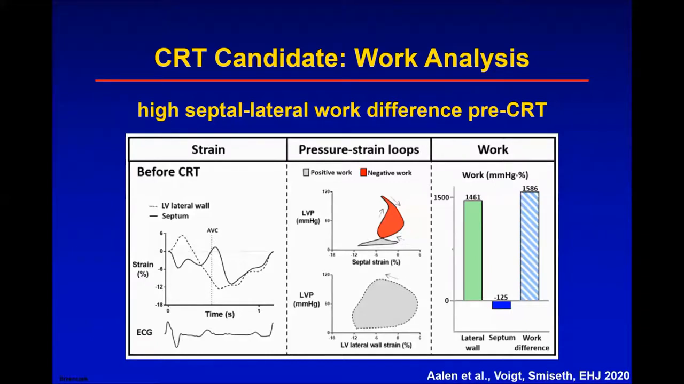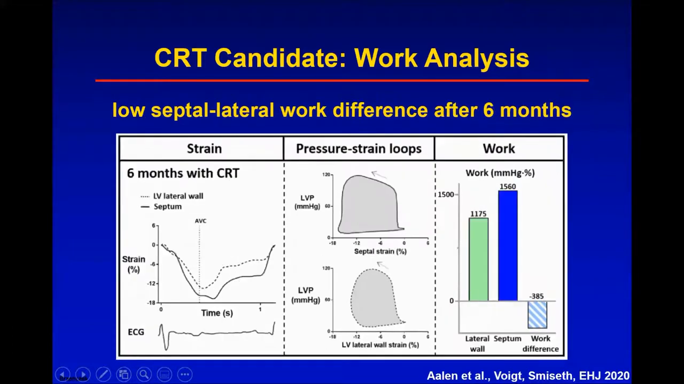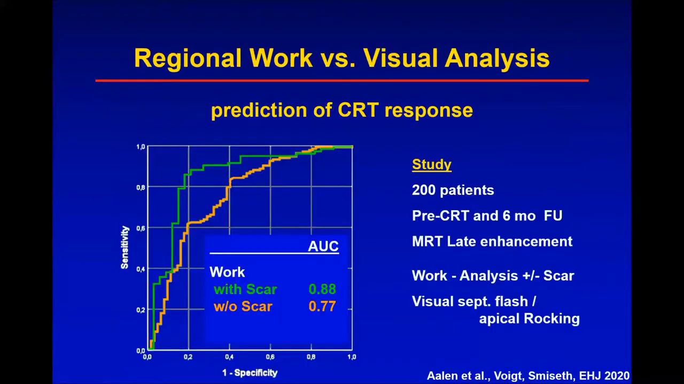So we have a high septal lateral work difference pre-CRT in this example here. This is a patient where we have these typical patterns. We have the figure of 8 in the pressure strain loop, and we have the big loop in the lateral wall, and we have the high work difference. And after 6 months, this is homogenized. The work difference is very little, and the patient is a perfect responder.